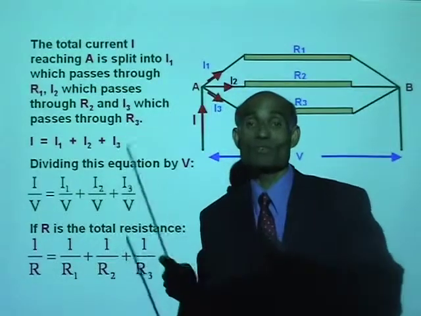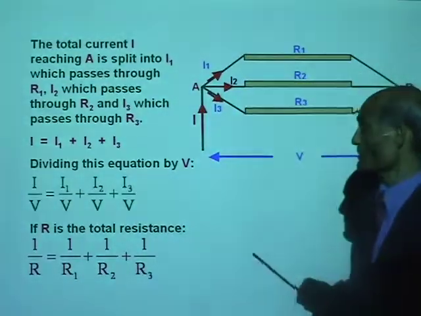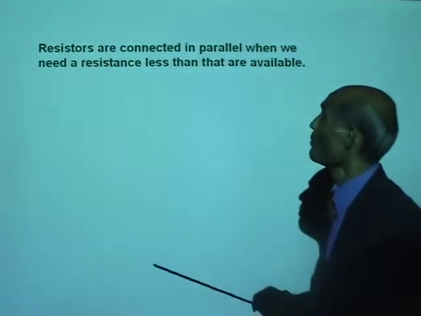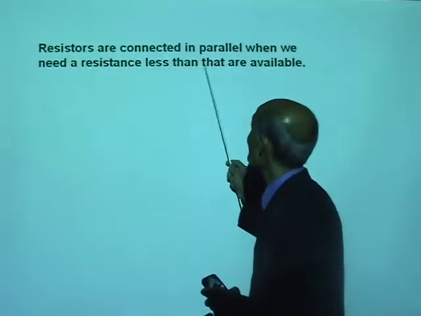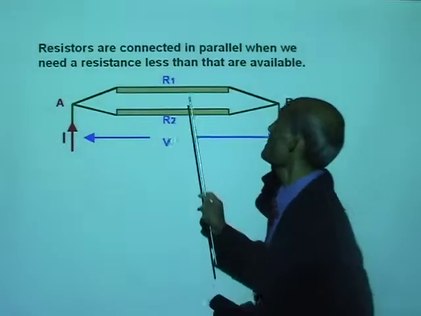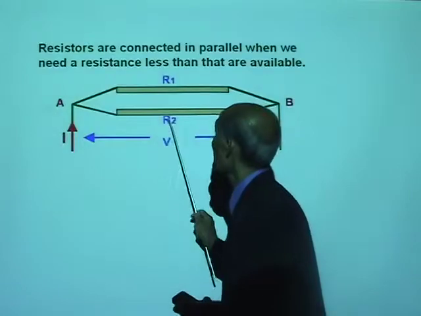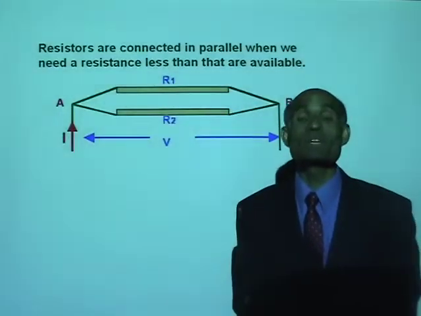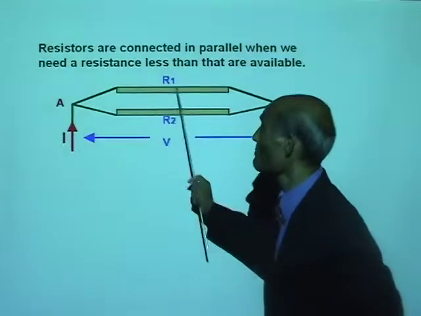The opposite for resistors. So take note of that. Resistors are connected in parallel when we need a resistance less than that is available. Now tell me, if I have two resistors R1 and R2 in parallel, what will be the total resistance of the combination?